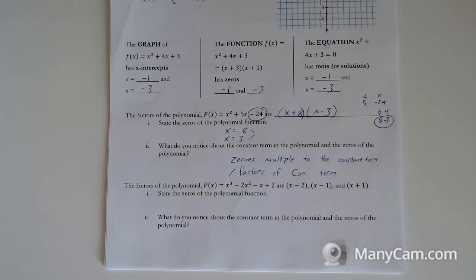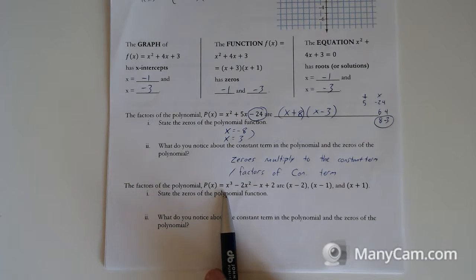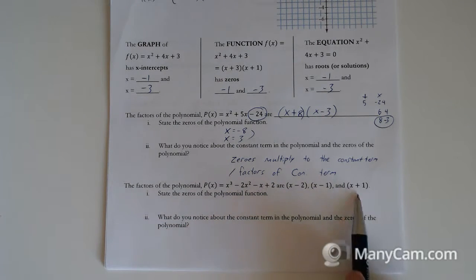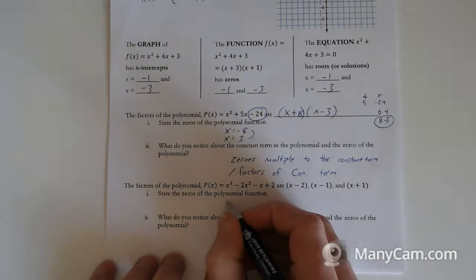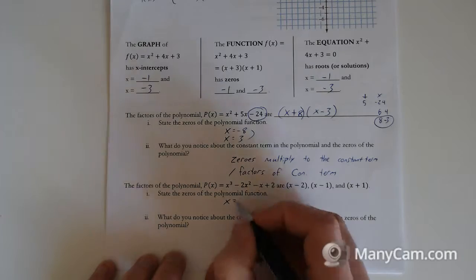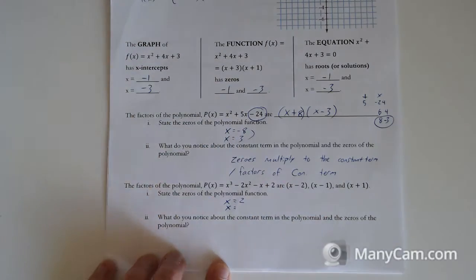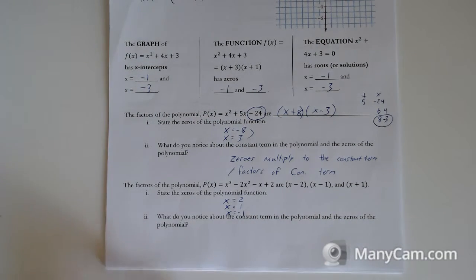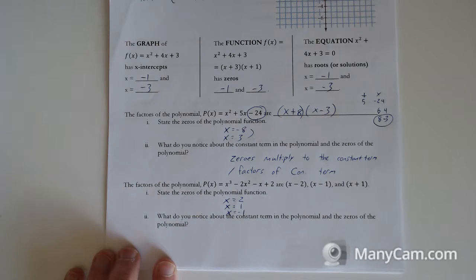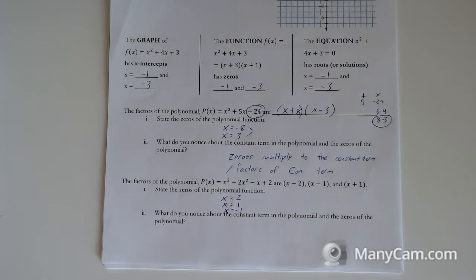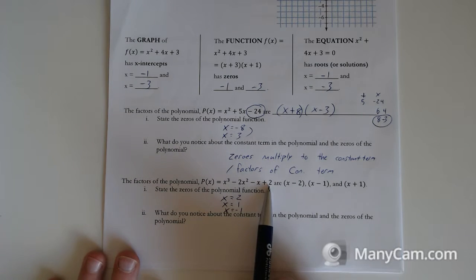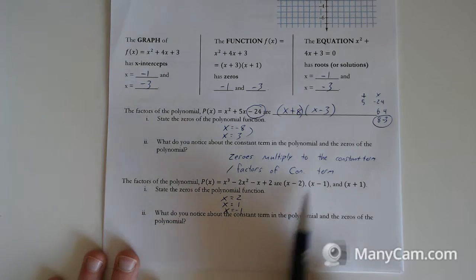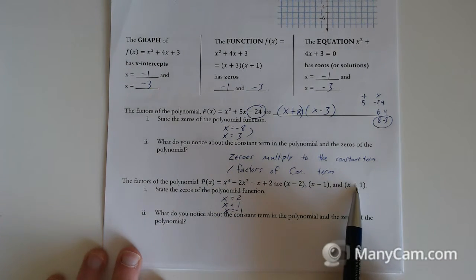So the factors of a polynomial, x cubed minus 2x squared minus x plus 2, are x minus 2, x minus 1, x plus 1. State the zeros. Well, from the first one, it could be +2. From the second one, it could be +1. And from the third one, it could be -1. So just taking all the numbers and flipping them the other way around, we've done this many times. What do you notice about the constant term of this polynomial? 2 is equal to 2 times 1 times -1. Except it's actually this version, right? -2 times -1 times +1.